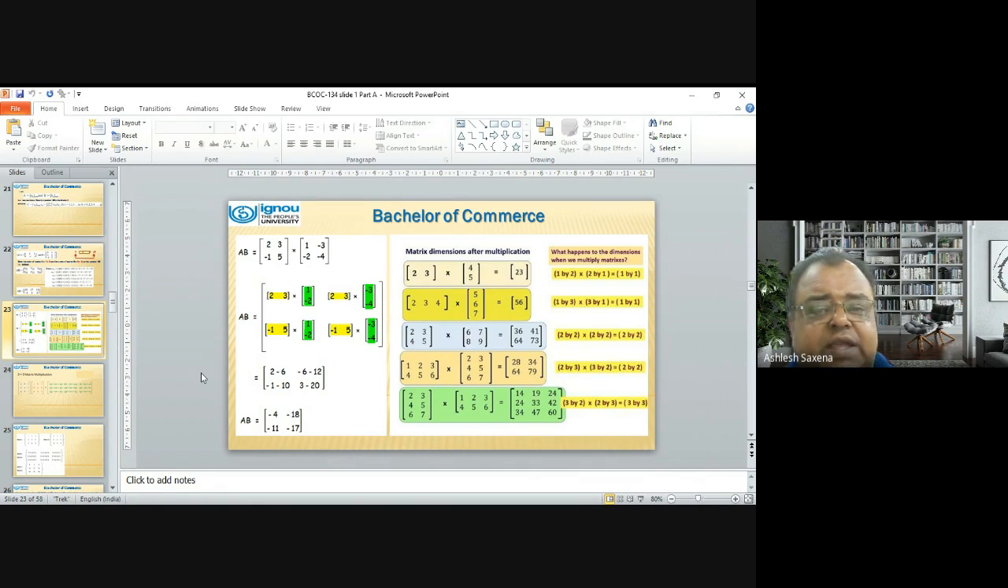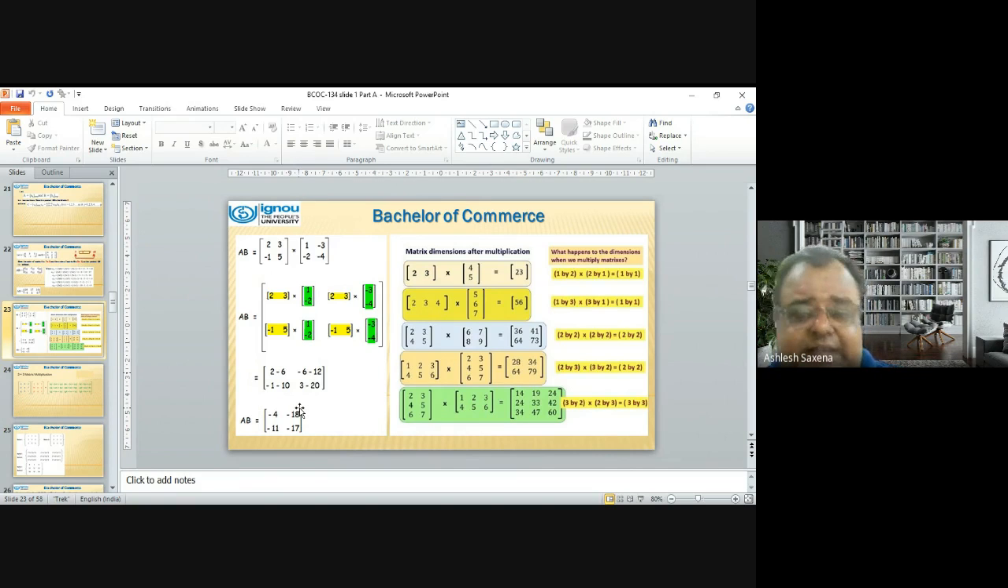Then comes your 2 multiplied by minus 3 and 3 by minus 4. This comes out to be here. Then minus 1, 1 plus 5 into minus 2. This is minus 11. Minus 1 into minus 3, that is 3. Plus 5 into minus 4, that is minus 20. This comes out to be 70. So this is your answer.